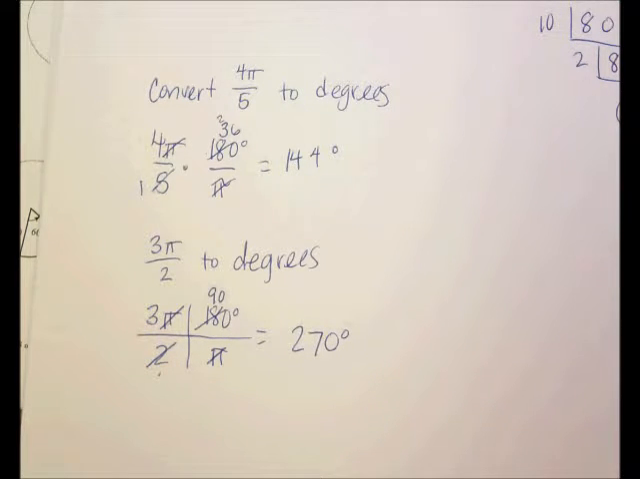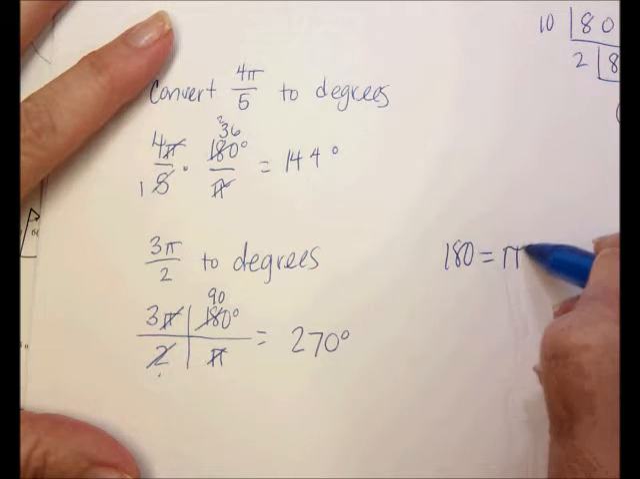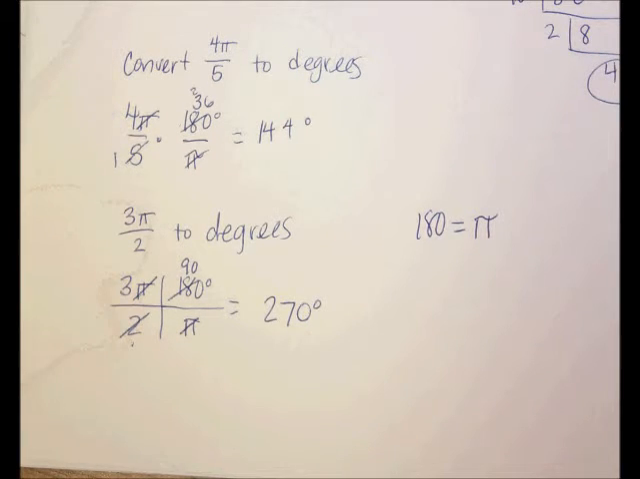So I think if you think of it in terms of unit conversion and what you're doing in science, you can kind of make sense of it. The one thing that you have to remember is that 180 degrees is equal to pi. And if you use that conversion, then you'll be just fine.